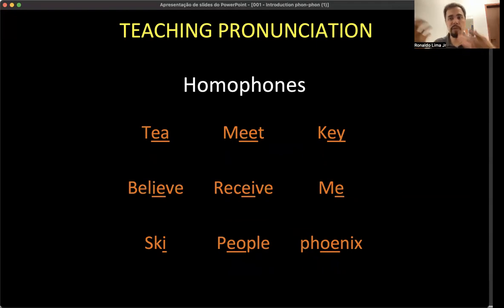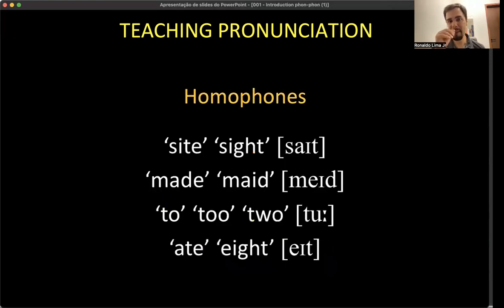Then you have homophones, same sounds. Now, same sound, but different spelling and different meaning, right? So here you have nine words spelled differently, but they are all pronounced with the same sound, E, okay? So you have E-A, E-E, E-Y, I-E, E-I, I, O-E-E-O, all these combinations for the sound E, as in tea, meet, key, believe, receive, me, ski, people, and phoenix, okay? And also homophones with entire words again, right? So you have two different spellings and two different words pronounced "sight," two for "mate," three words pronounced "two," they're pronounced the same, right? And two for "eight," okay?